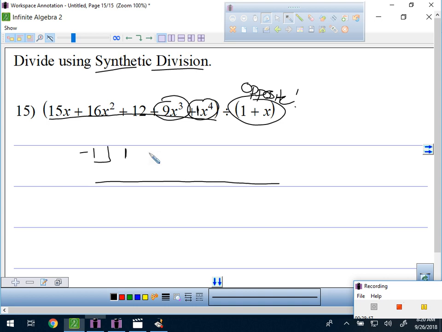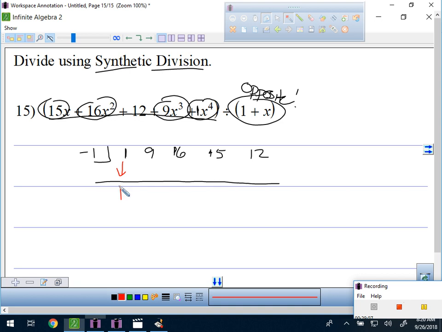The next one is a 9. The next one is a 16. The next one is a 15. And the last one is that 12. Okay? So that was very key. Even I could have easily made a mistake right there by not looking at it. So that's in order. Now, what you do for synthetic division is always, always, always bring down the first number.